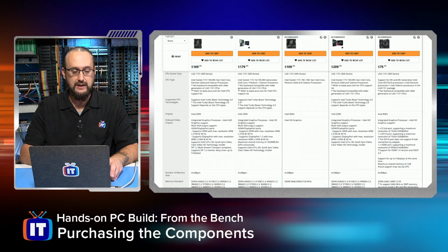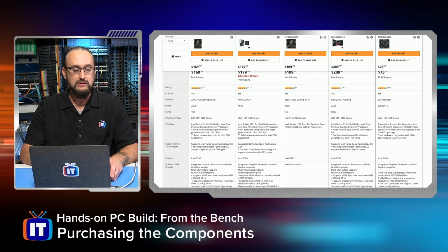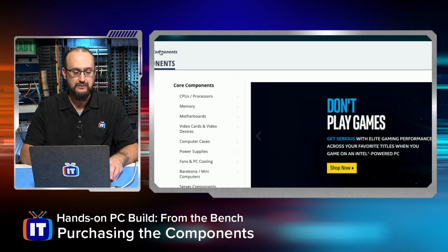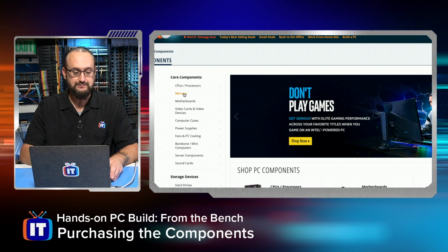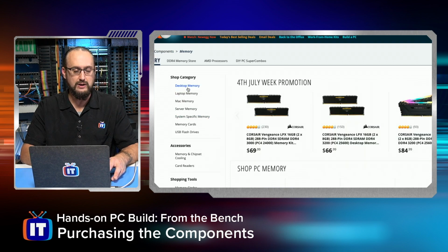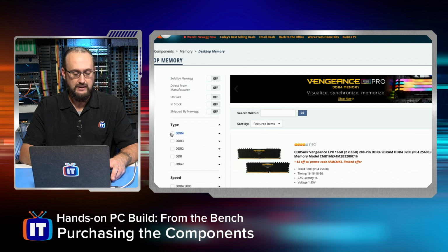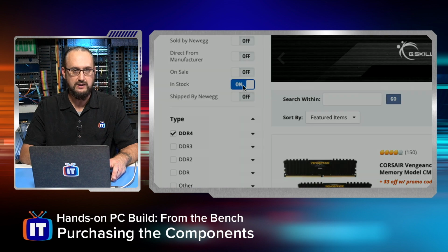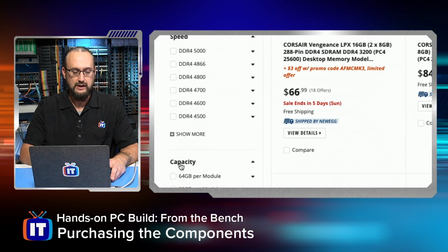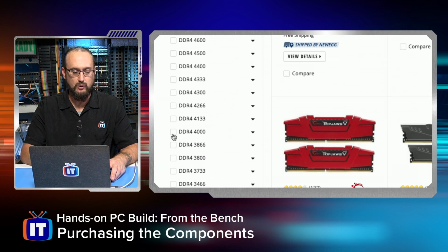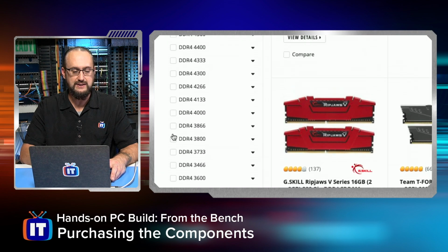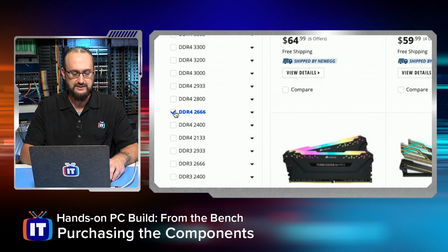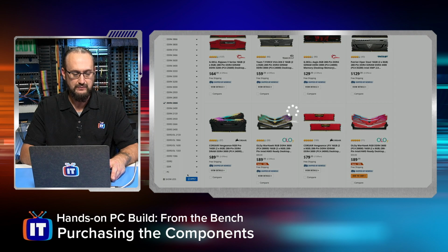So now that we've got that, let's go back to our components by choosing our little breadcrumb trail. And this time we're going to go into memory. The next big thing that we need is our memory, and we're going to filter it by desktop memory. And remember, we need a DDR4. I definitely want it to be in stock, so we're going to change that over. And remember the speed that we were looking for. We were looking for 2600. So I just expanded out the speed, and we're going to filter down through and find 2666. And then we will apply that.